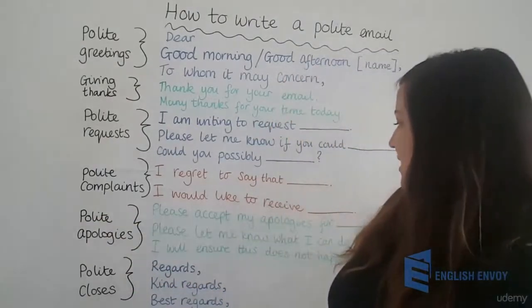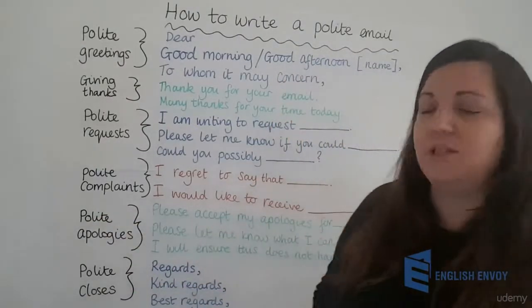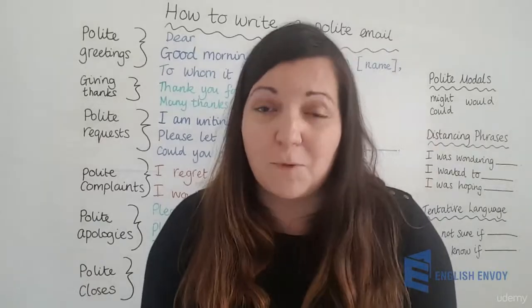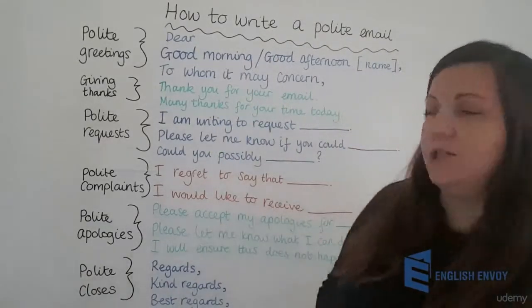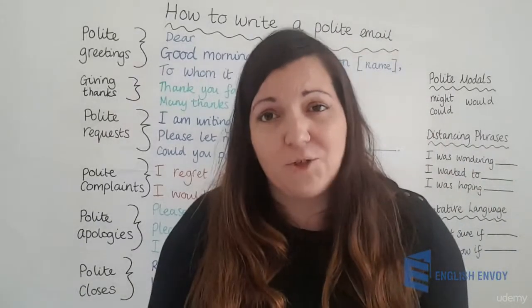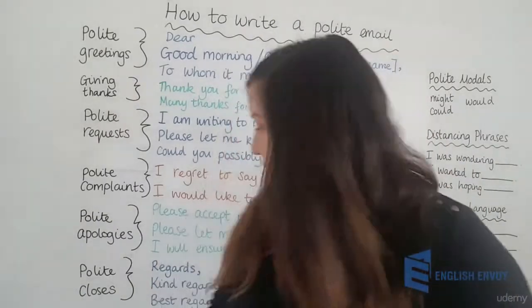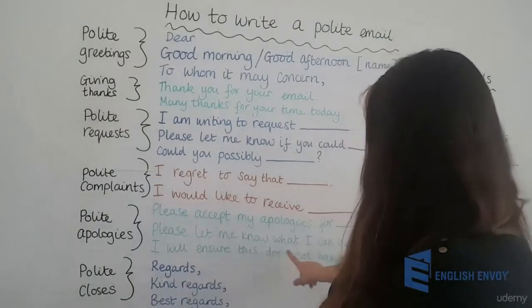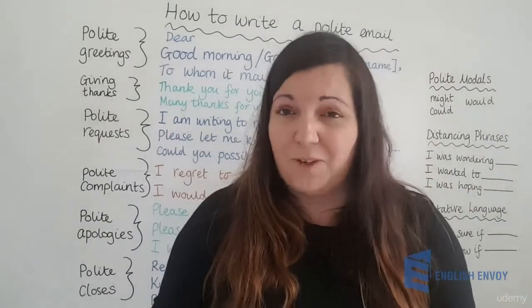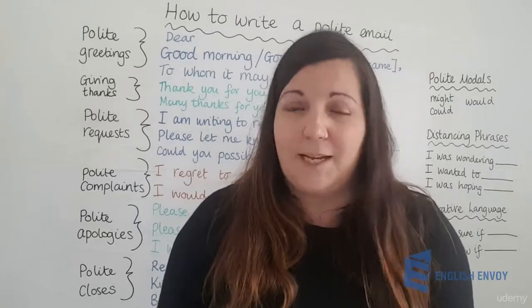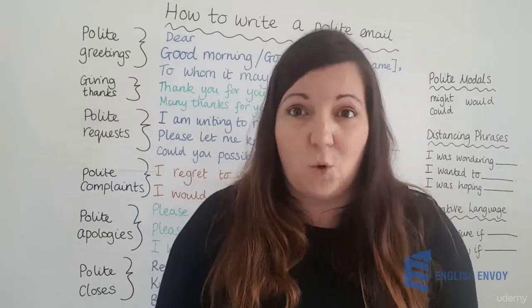Polite apologies. Please accept my apologies for. Please accept my apologies for being late today. Please let me know what I can do. Please let me know what I can do to resolve this situation. I will ensure this does not happen again. That's a great way to finish off your email by explaining that you've apologised and it's not going to happen again.